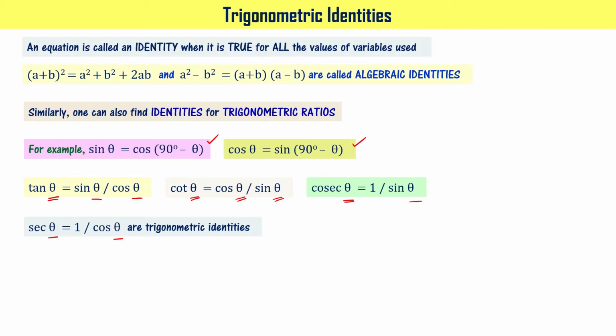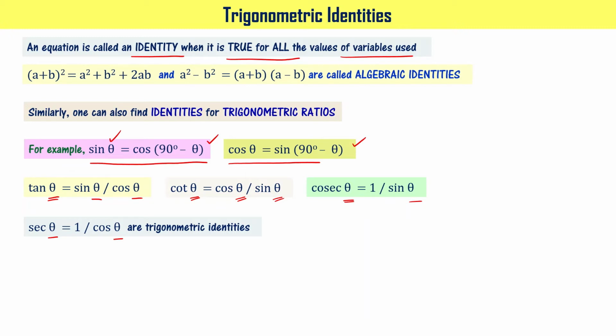That's why we say that all these are trigonometric identities, because the definition of identity is that an equation is called an identity when it is true for all the values of the variables used. Here, theta is the variable, right? In all these trigonometric equations we have written here, theta is the variable. You can change the angle. Irrespective of the angle you use, the equations are going to hold true. That's why all these equations are called trigonometric identities, right?